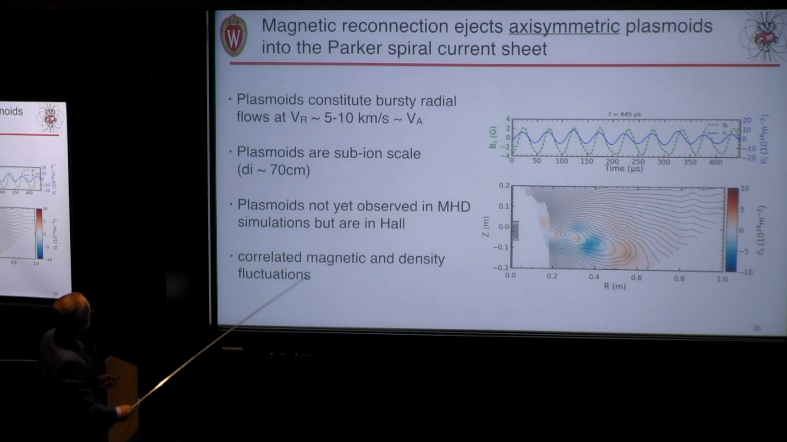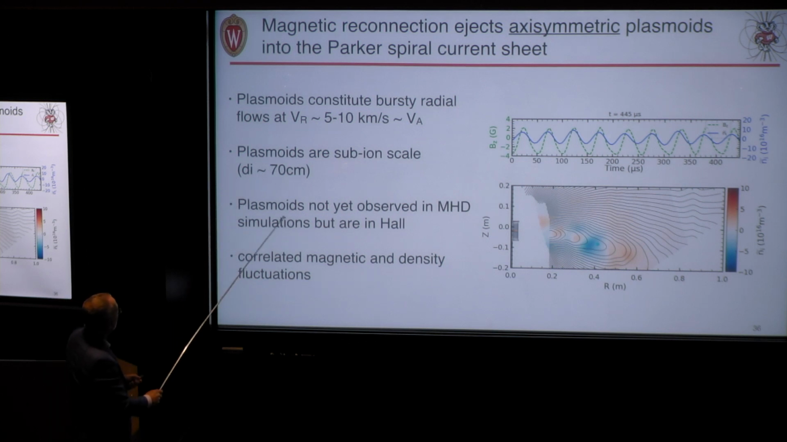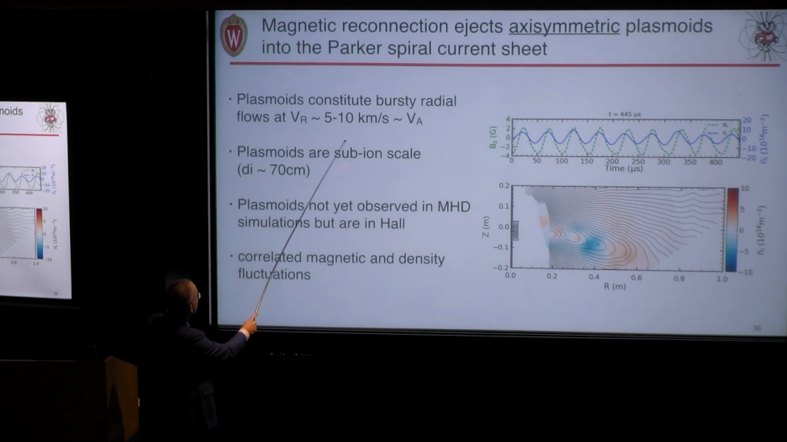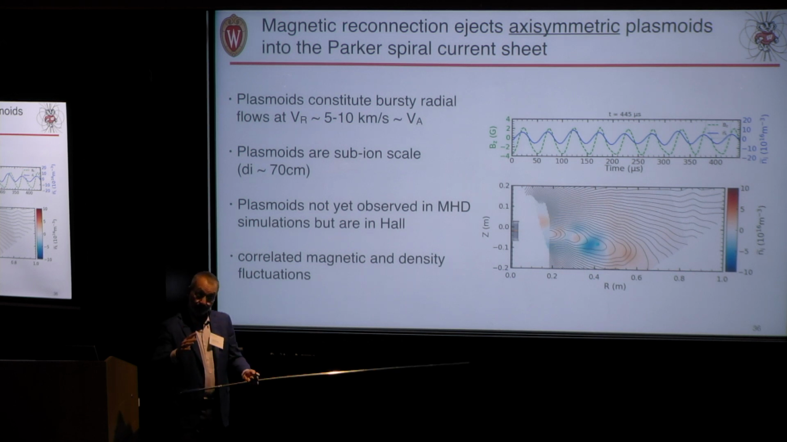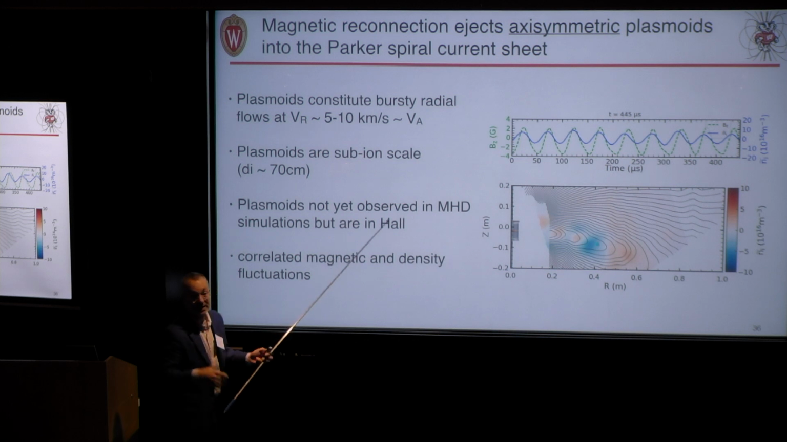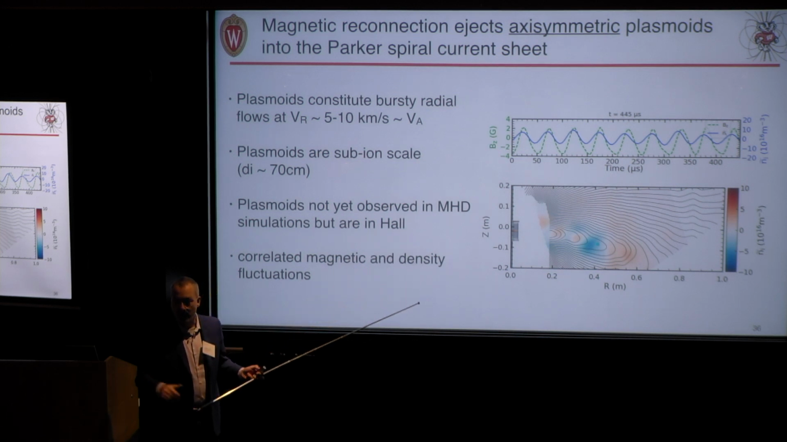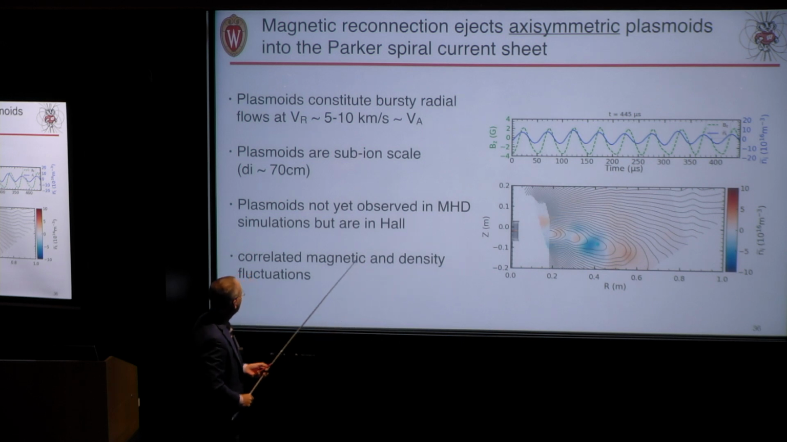Okay, so a few key points here. These represent a bursty radial flow of plasma at about the Alfvén speed. The plasmoids are sub-ion scale. Because the density in our experiment is relatively low, the ion skin depth is big. That's one of the problems with laboratory experiments. And so these are things happening at the electron scale. Now I'll get into simulations and so forth.